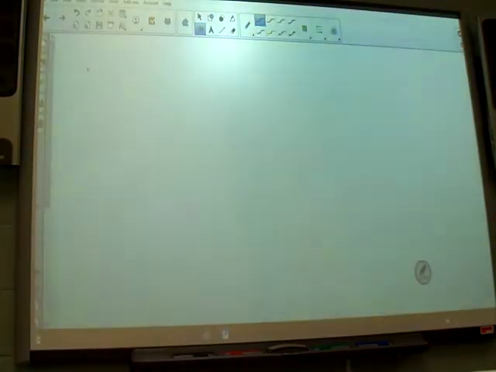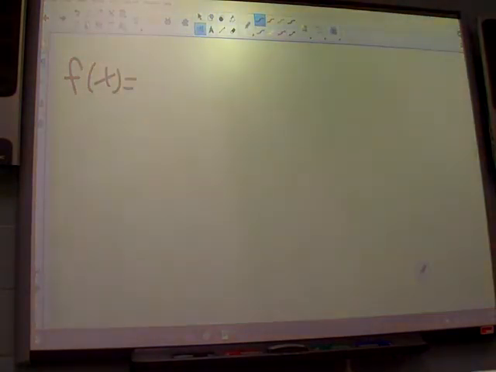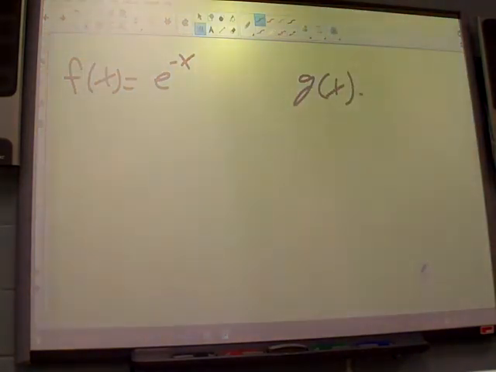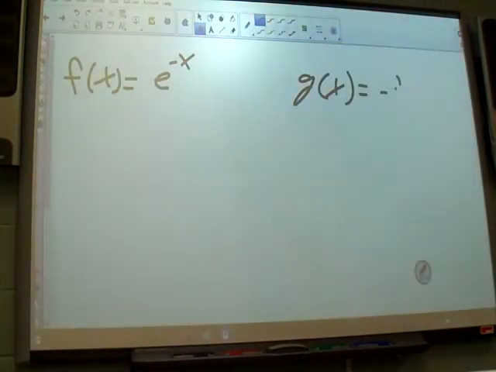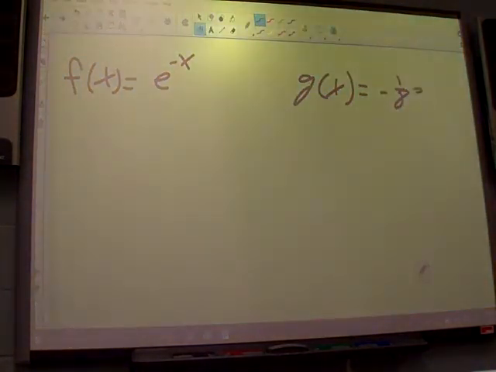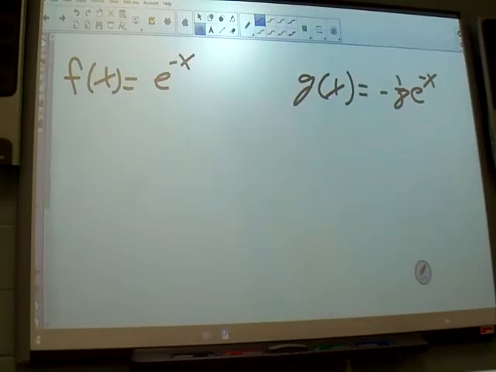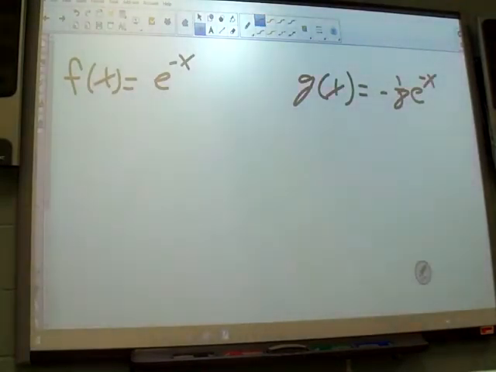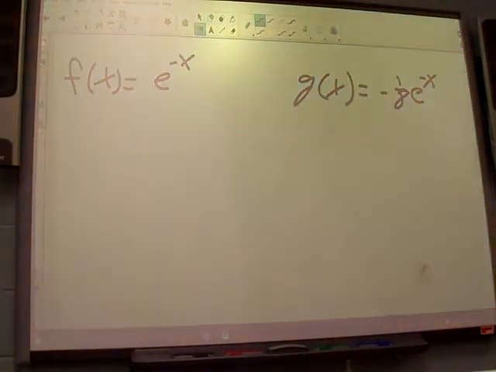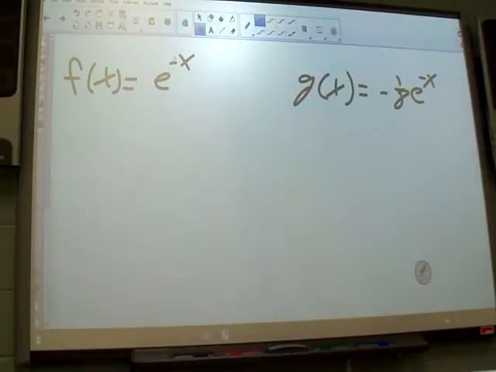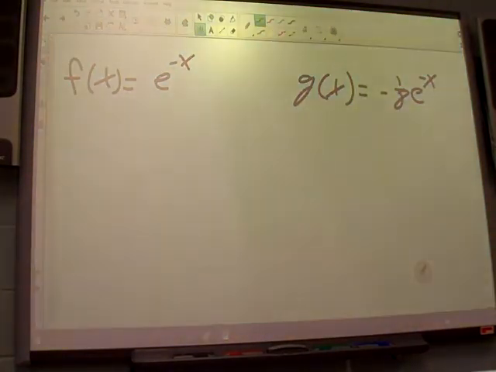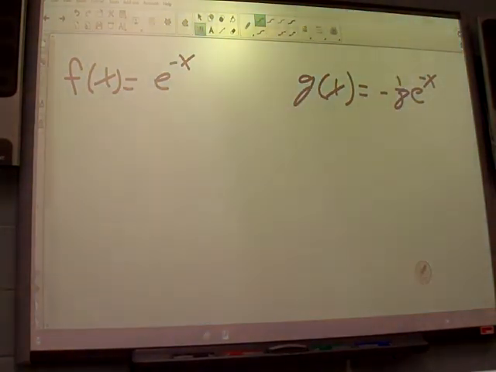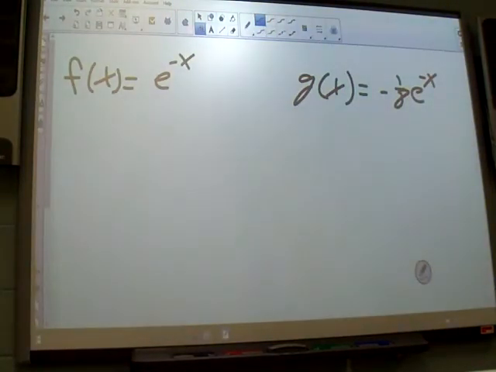Let's say we had f of x is equal to e to the negative x, and g of x is equal to negative 1/8 e to the negative x. Now one thing to caution you on here: the f of x's exponent is negative. A lot of people will look right here and immediately say, well, there's a reflection. Well, there's only a reflection if it's the opposite over here. So don't try to do too much. You're comparing g to f, not g to what we talked about as parent functions. You're comparing it to f.